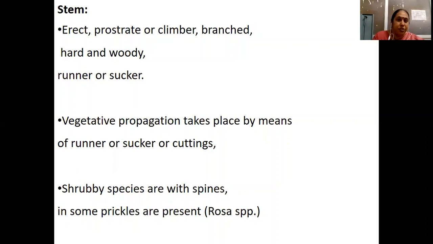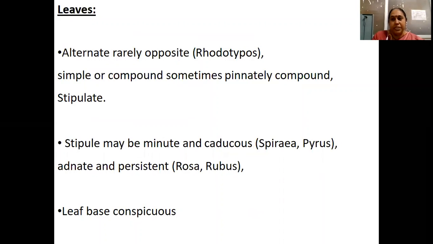Next characteristic feature is the stem. The stem is usually erect, prostrate or climbing, and branched, hard, woody, and in a few it may be a runner or a sucker. Vegetative propagation takes place by means of runner, sucker, or by cuttings. Most of them are shrubby species with spines, and in some, prickles are present. The best example for this is rose.